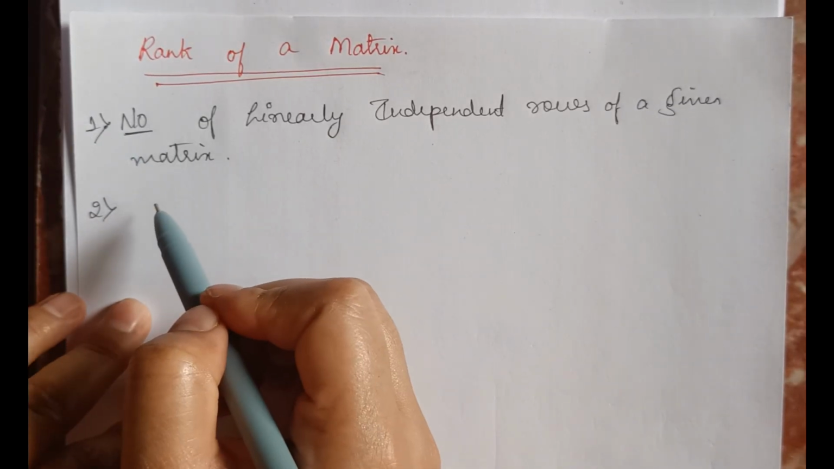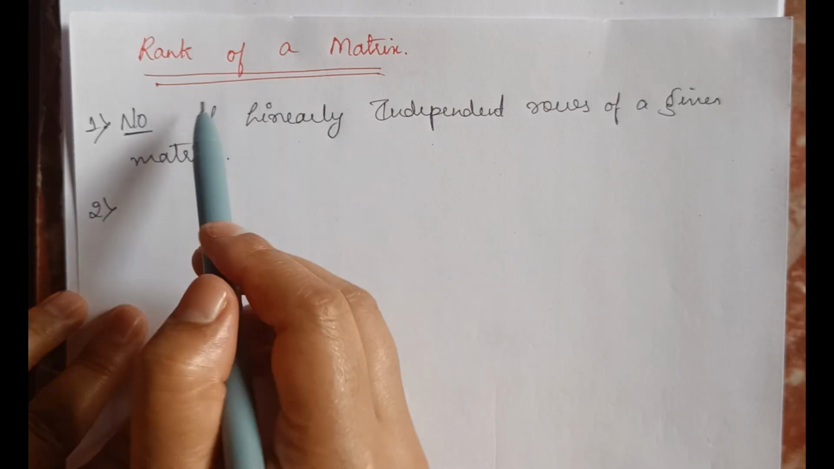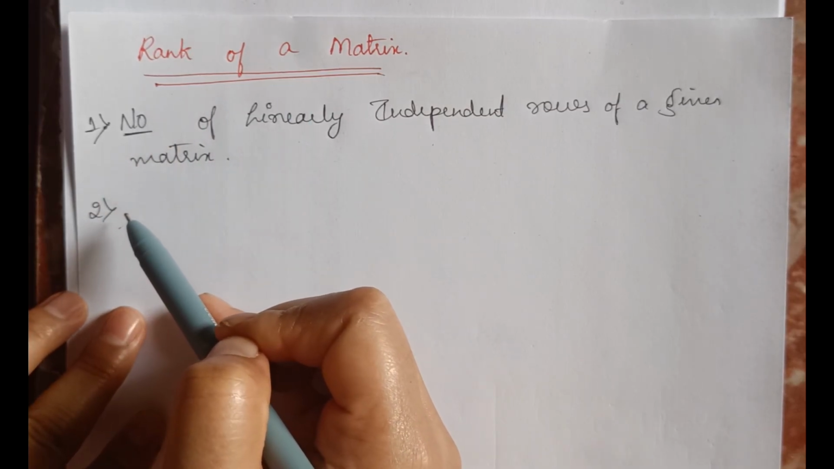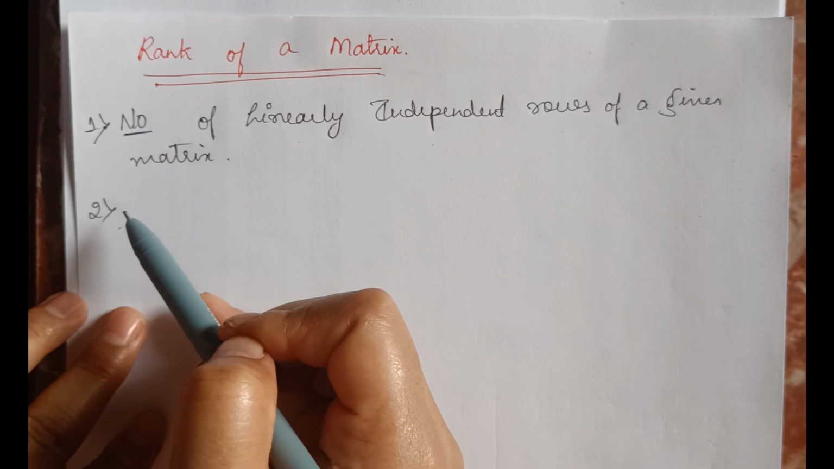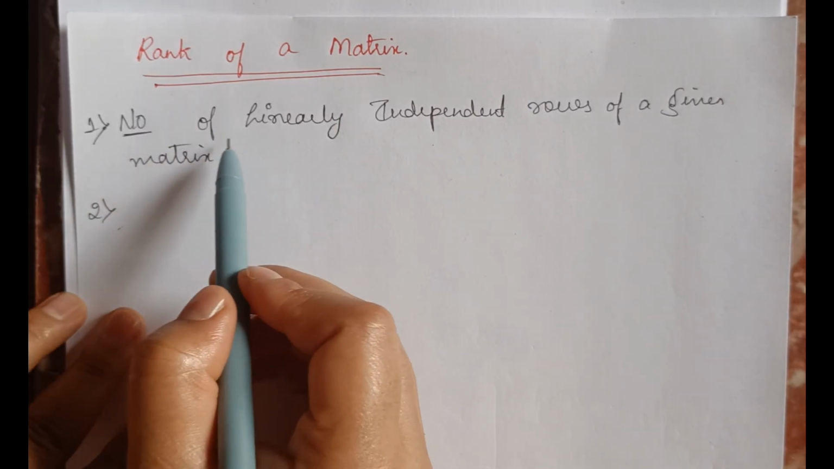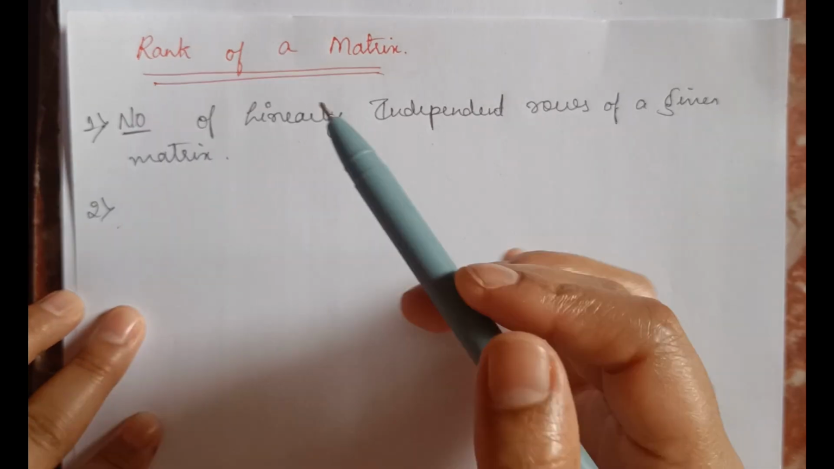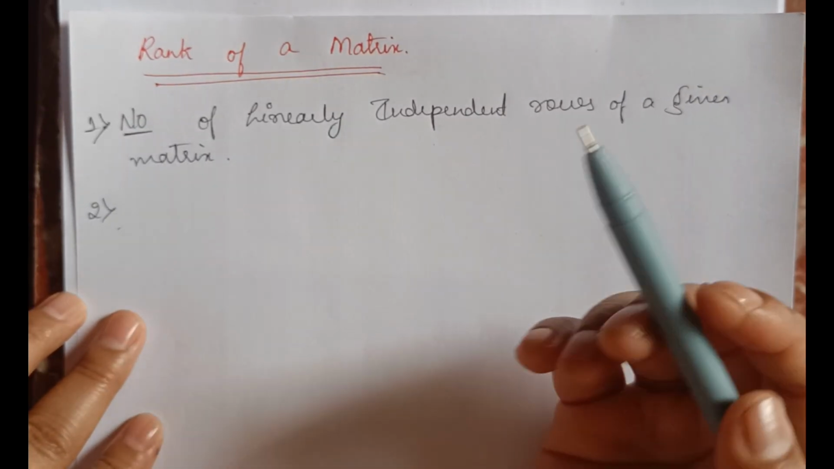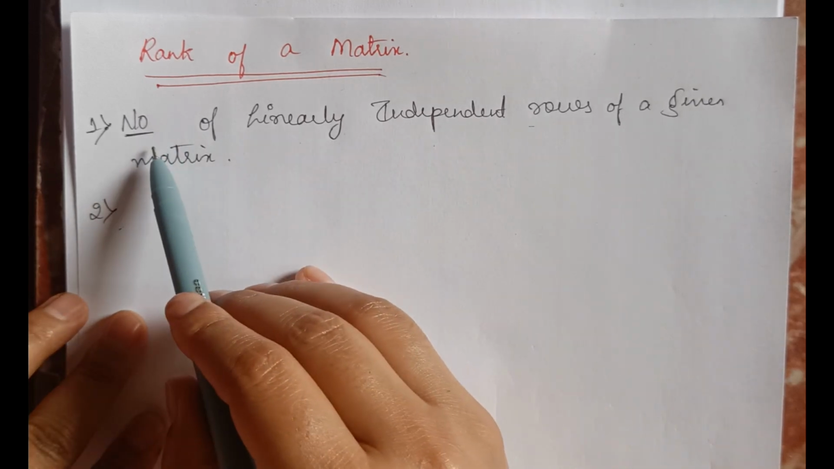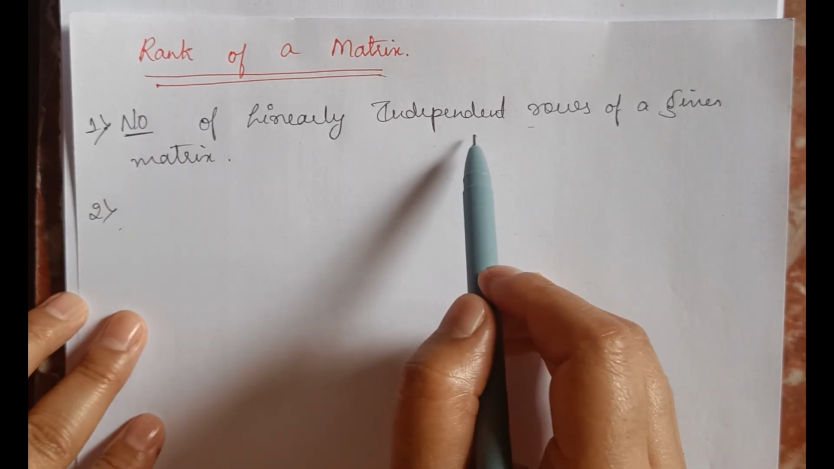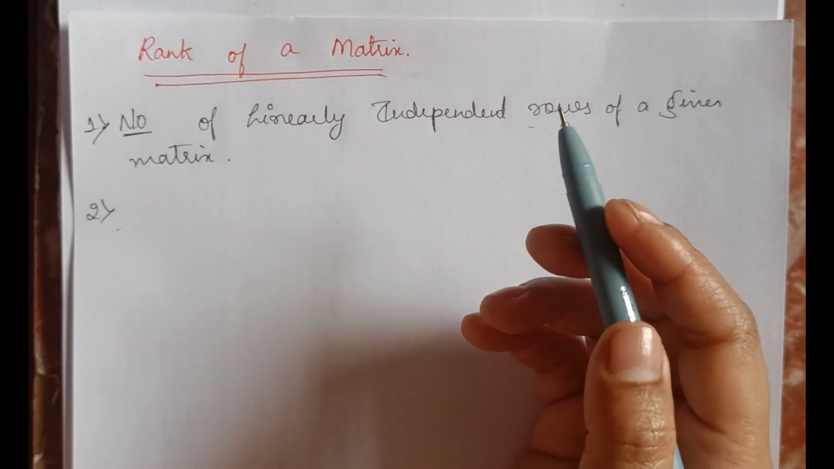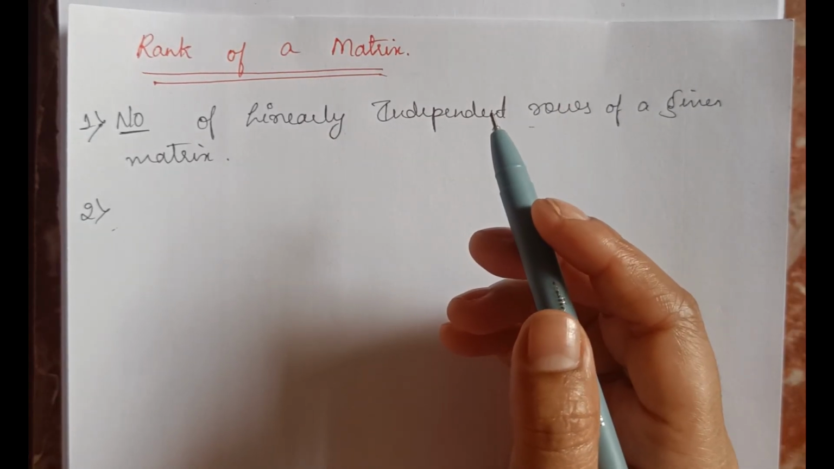Now the second definition. Before I move to it, using which you can get full marks without any doubts, I'll tell you one more simple one: rank of a matrix is nothing but the number of independent rows. Rank of a matrix is the number of independent rows of a matrix. It's the same, right? That is one more way you can write it.